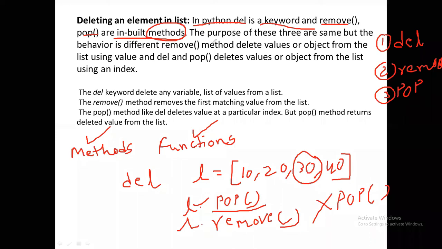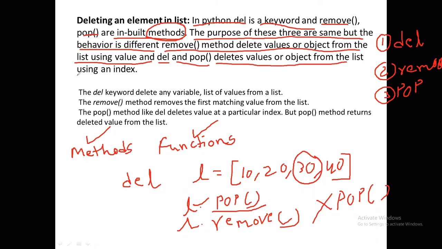Okay, the purpose of these three is the same, but the behavior is different. The remove method deletes values or objects from the list using the value, and del and pop delete values or objects from the list using an index. What it means is, if I am using del, it can directly delete the object.